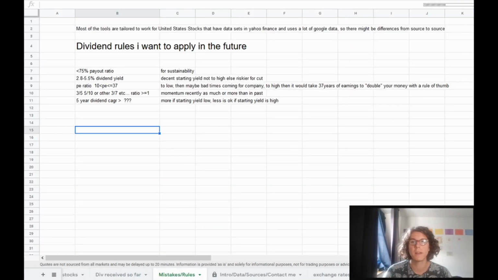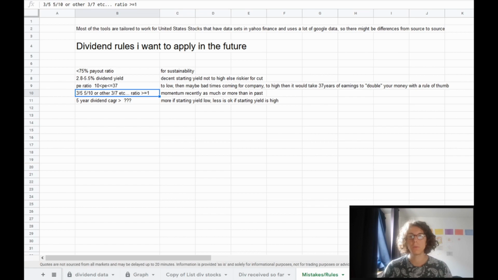And about the rule sets for dividends, I don't have that many yet. It's just a low payout ratio, ideally under 75%, then dividend yield, a starting yield between 3 and 6%. A stock with a really high starting yield might be not sustainable, and you want a PE ratio between 10 and 40, somewhere in there, because if it's too low, the company might be in a bad situation, and if it's too high, it would take a long time for you to double your money with a high PE ratio, because it means the price to earnings. And if it's like 100, it takes you 100 years of earnings to get the price you paid back.